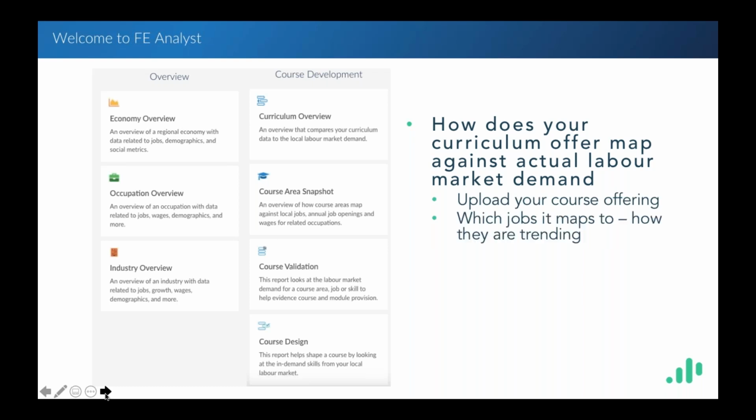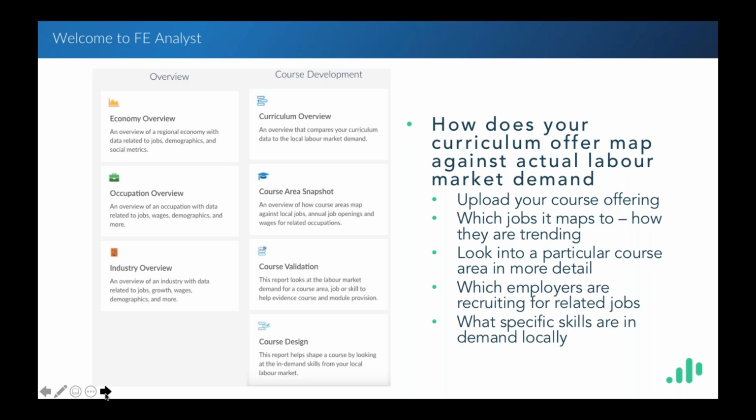So how are those jobs trending? How that looks by particular course area or a particular department in more detail. See which employers are recruiting for those jobs that relate to your departments or course areas, and which skills are particularly in demand in your local area. So to help with things like course intent, course validation, and new course development.